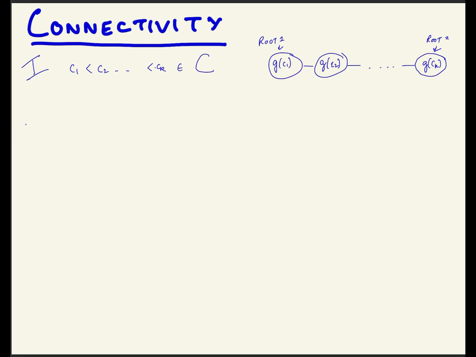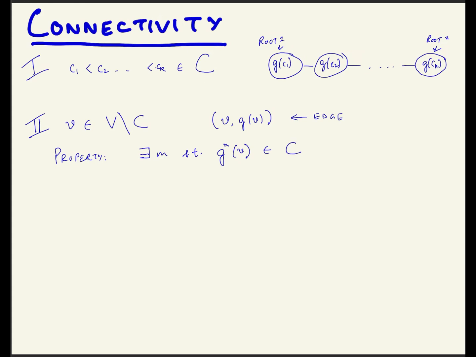Now let's consider vertices which were not part of any cycle under G, and let V be one such vertex. So the way we are constructing a graph out of this is we are adding an edge between V and the image of V under G, which is G of V. Now we want to show that this vertex V is somehow connected to the path we've established in part 1, which is G of C1 to G of Ck. So for that, one property which will come handy is this one. For every such V, there exists a number m such that m repeated applications of G to V, so G^m of V, belongs to the set C. So in other words, G^m of V is actually one of the vertices along that path from part 1.